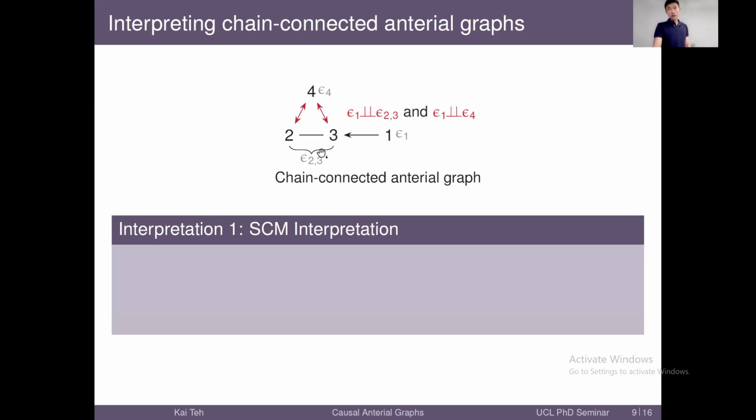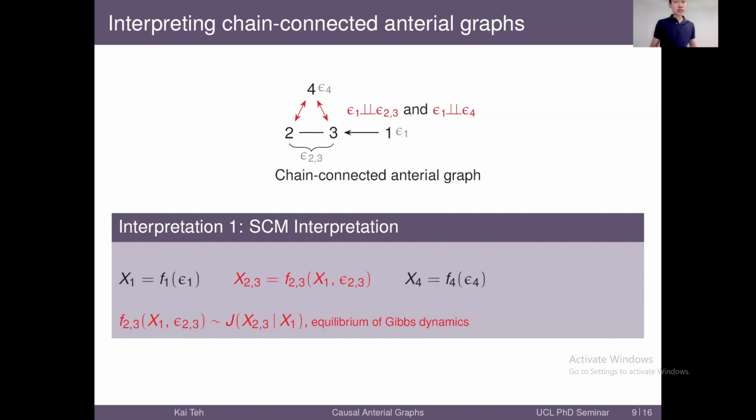Step 1 is that. Step 2 is that, based on the bidirected edges in your graph, in this case 2, 4 and 3, 4, you determine the independence between the noise terms. Because there's a bidirected edge between chain components 4 and 2,3, epsilon 4 and epsilon 2,3 are allowed to be dependent, whereas those without one, we force to be independent. And the last step is to write down the SCM, so to speak.